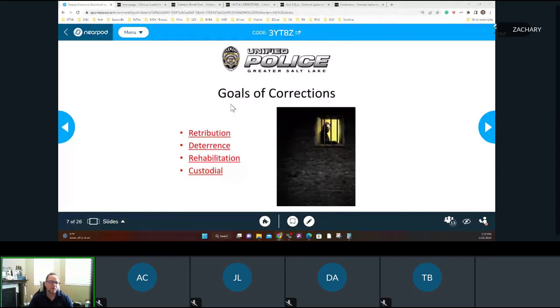But really, when we talk about corrections and we go into the theory of it, there are 4 goals of corrections. 1 is retribution. 2 is deterrence. 3 is rehabilitation. And 4 is custodial. We're going to talk about all 4 of those things, and you're going to want to make sure you take note of those definitions because they will be on your quiz.